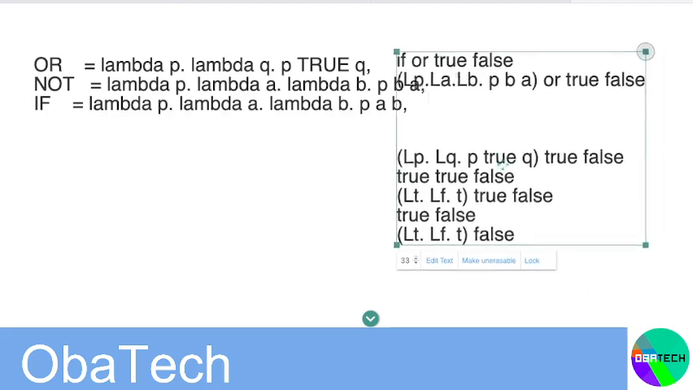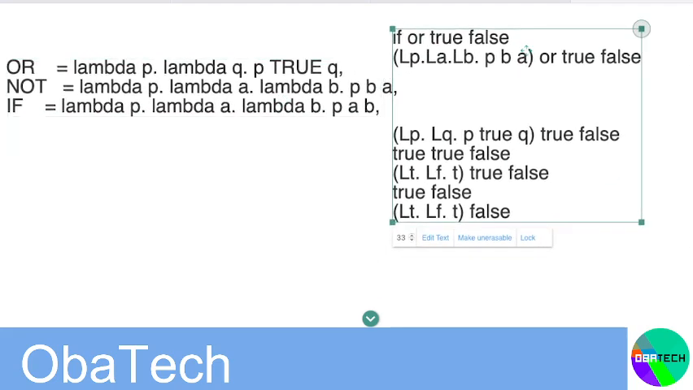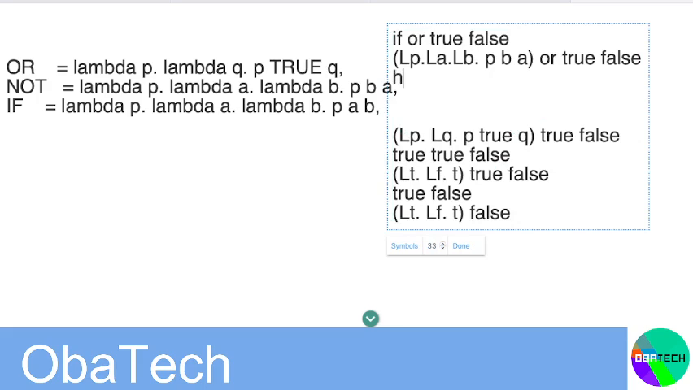Let me just move this a little bit. So PBA is basically just going to turn into OR true false. But the thing is, when you use the if function, it's going to say PBA, not PAB. So that means we can say OR false true. So we're basically going to have to rewrite this, sadly.